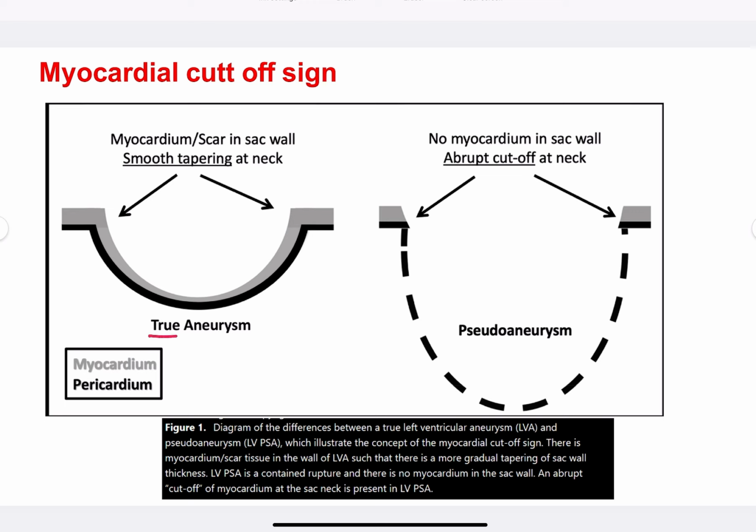So this is an example of true aneurysm and the second one is pseudoaneurysm. The grey lining is the myocardium and the black lining is of pericardium. So in the true aneurysm, the myocardium or scar is present in the sac wall. So we will see this smooth tapering at the neck region. While in the pseudoaneurysm, there is no myocardium in the sac wall and thus there will be abrupt cutoff at the neck region. So this abrupt cutoff is known as the myocardial cutoff sign, which is present in the pseudoaneurysm.